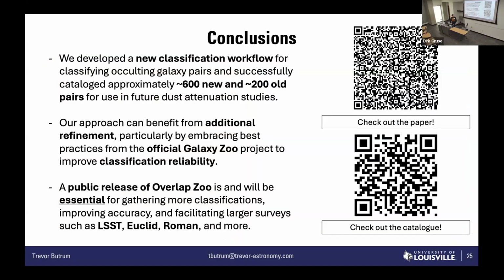And that leads me to my conclusions. So we basically developed a new classification workflow for classifying these occulting pairs. So we got about 600 new ones and about 200 ones that were actually already found. Our approach could benefit from additional refinement, and a public release of this overlap zoo is essential because we're getting more data as time goes on. And I believe actually Galaxy Zoo Rubin should be. Yeah, if you guys want to check out my paper, I put the QR code there. If you want to check out the panel, just the QR code for that.